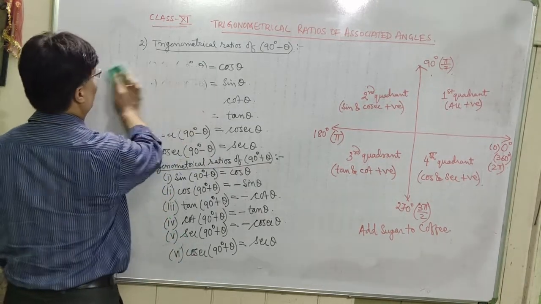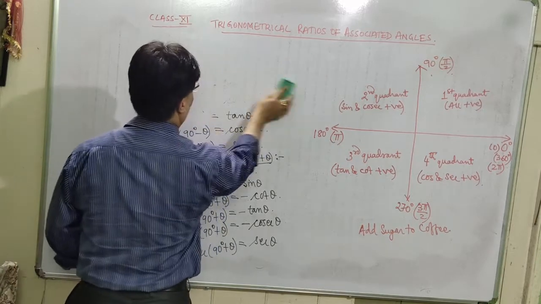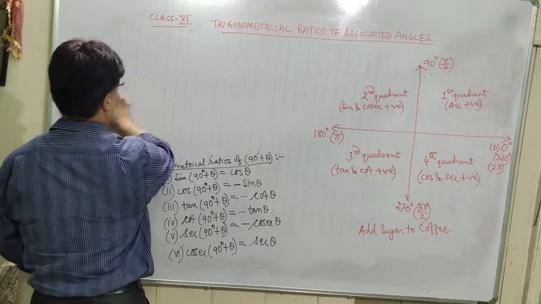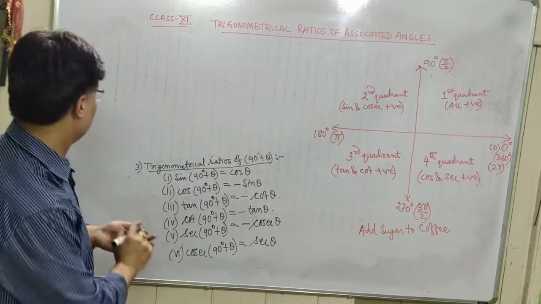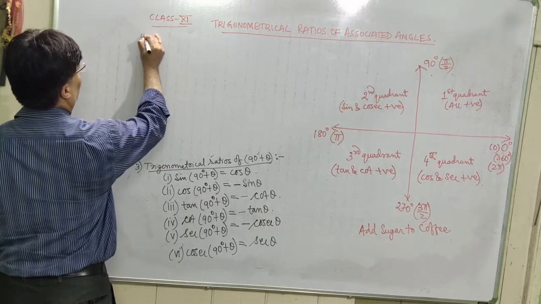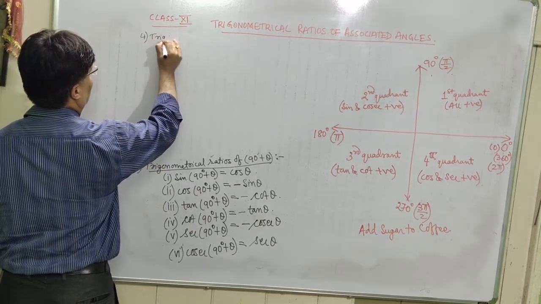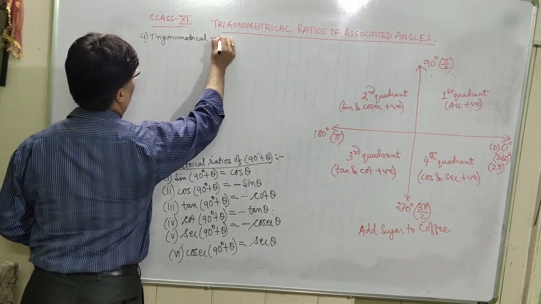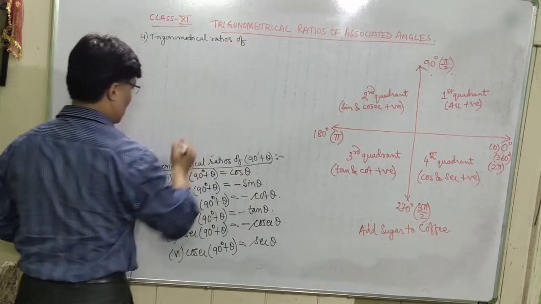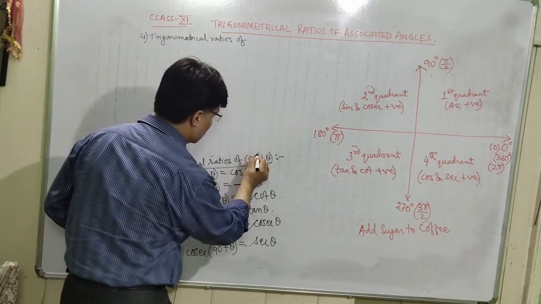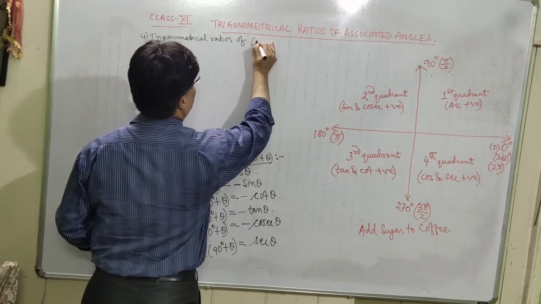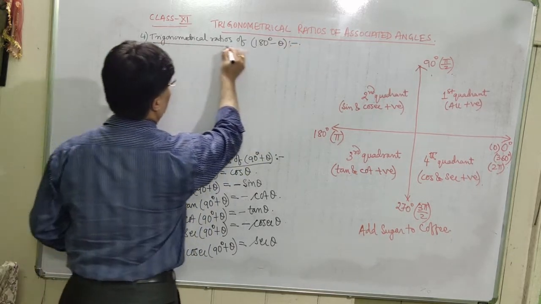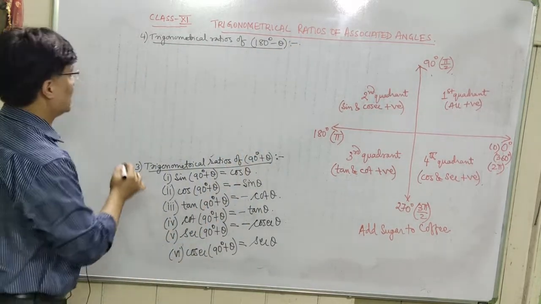So now let's do number 4. Trigonometrical ratios of, now it will be 90 plus theta is there. This is your 90 degree plus theta. Now it is 180 degree minus theta. So let us find out the trigonometrical ratios of 180 degree minus theta.